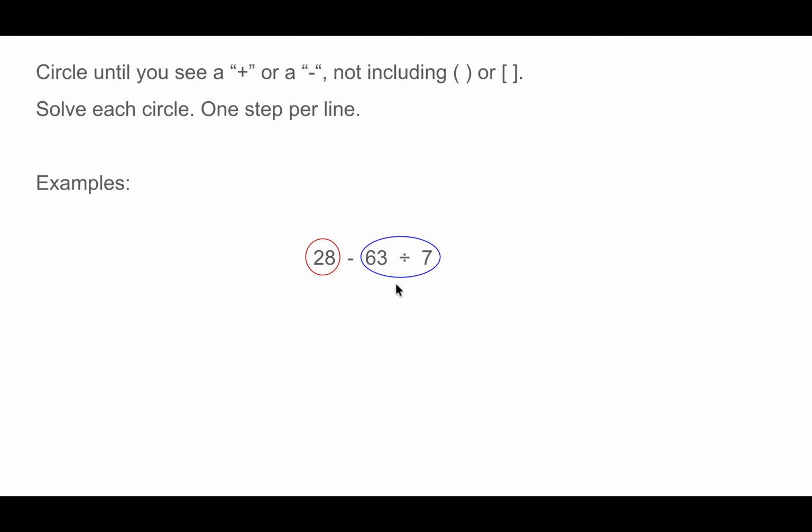So we have a red circle and a blue circle. Now, remember, we're just doing one step per line. We can't do anything with the 28, so I'm just going to bring it down. But I can simplify 63 divided by 7, and the quotient of 63 and 7 is 9. So I'm going to say 28 minus 9. I'm going to circle my 28. And now I'm going to circle my 9 in the blue because here's my subtracting. And when you have just one number in each circle, you solve from left to right. So the difference of 28 and 9 is 19. Okay, hopefully that wasn't too confusing.